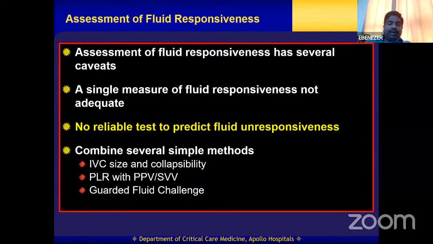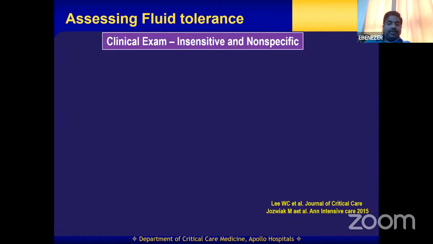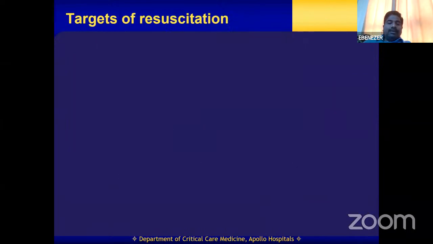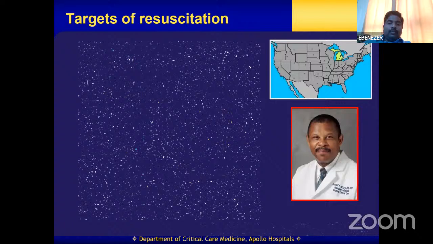There is no reliable single test to predict fluid responsiveness or unresponsiveness. It is a dynamic measure. You have to combine many measures, but remember IVC size, positive passive leg raising test, guarded fluid challenge, they will all help you to assess the fluid responsiveness. At the same time, if you're comfortable, as I told you earlier, you can use lung ultrasound. You can see a lot of B lines. All of that will indicate an alveolar interstitial edema. So try to see to it that you don't pump in too much fluid.